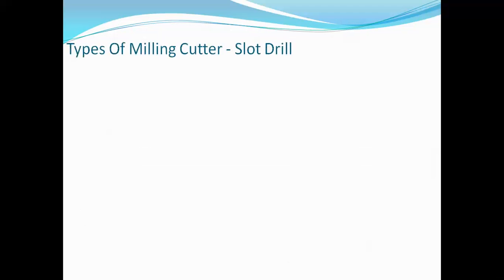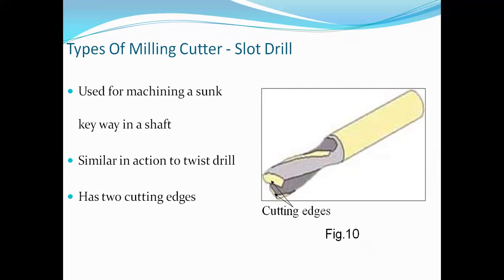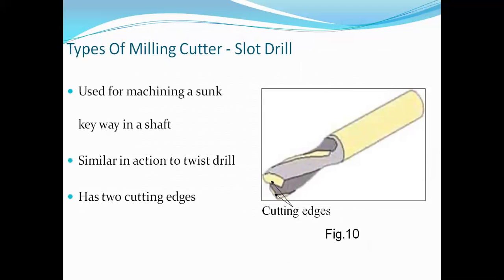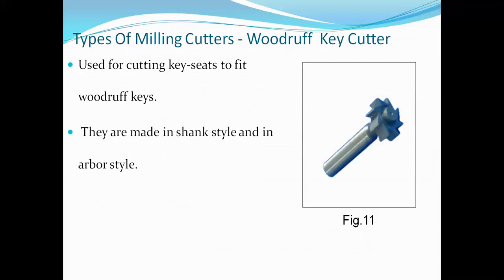Next, T-slot cutter, used for machining a sunk keyway in a shaft. Similar action to a twist drill, has two cutting edges. So this slot drill is used for machining a sunk keyway in a shaft, right? And similar in action to a twist drill, has two cutting edges. Next, Woodruff key cutter, and it is used for cutting key seats to fit Woodruff keys.